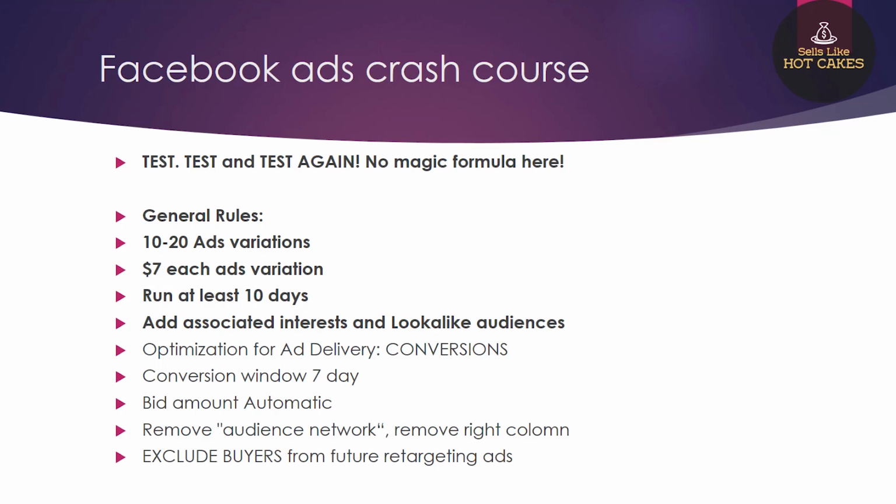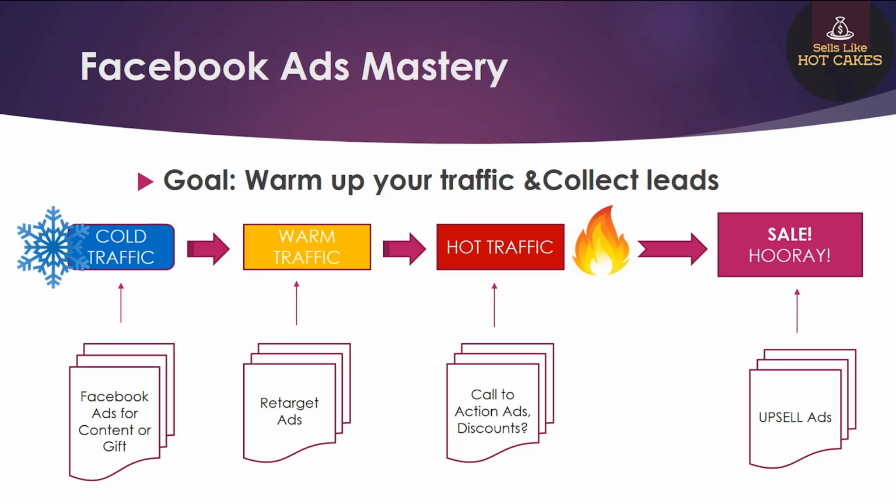You set the conversion window for 7 days, you set bid amounts to automatic, you remove Audience Network because it's just bots, and you remove the Facebook right column. You can also go advanced and exclude buyers from your future retargeting ads as well. So let's summarize what we learned in this long and super detailed video crash course.